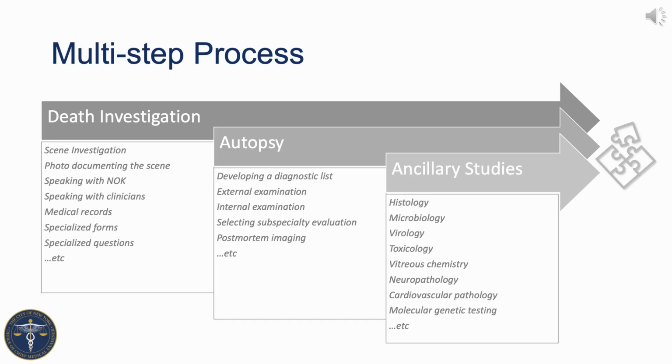It is important to understand that identifying cases which will benefit the most from a molecular autopsy is a multi-step process, and so this is a slide that we will return to. The process really begins before the autopsy with a thorough death investigation, and there are many pre-autopsy considerations. Then the pathologist needs to perform a thorough autopsy and determine what ancillary studies and subspecialty services may be needed for that case, and also save a specimen that will be suitable for molecular testing.